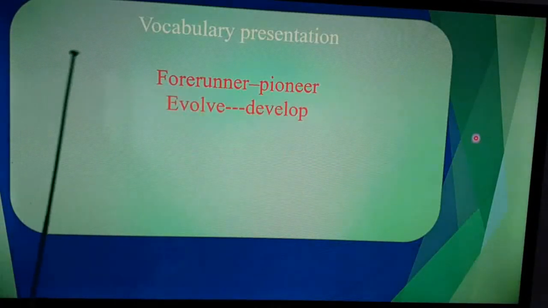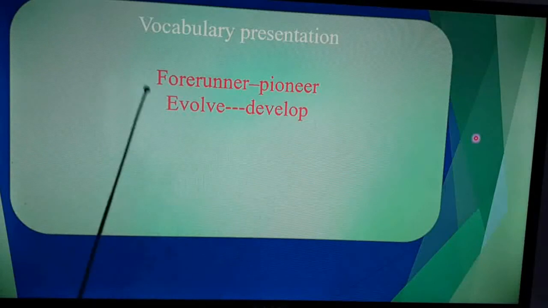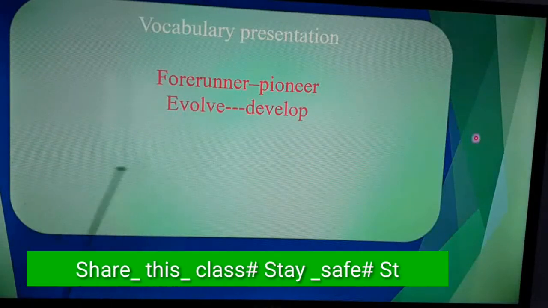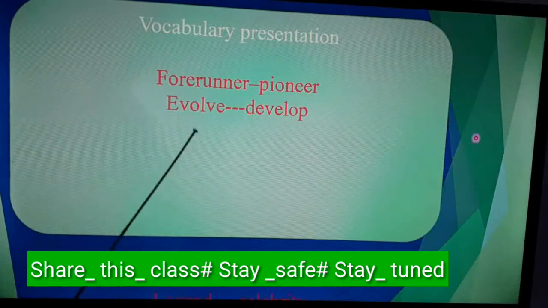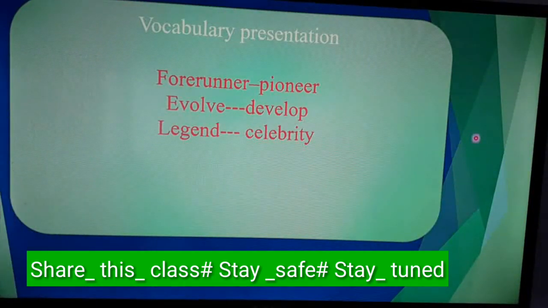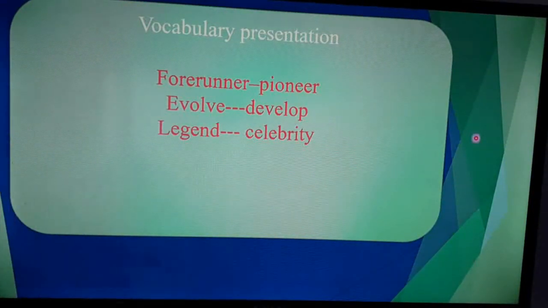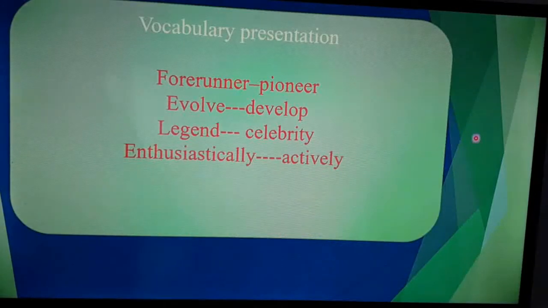All right. There is evolved. Evolved means develop. Evolve means to develop, to promote. Okay. There is another word, legend. Legend means, you know, that is celebrity. Okay. There is enthusiastically. Enthusiastically means what? That is actively, enthusiastically, with much eagerness.